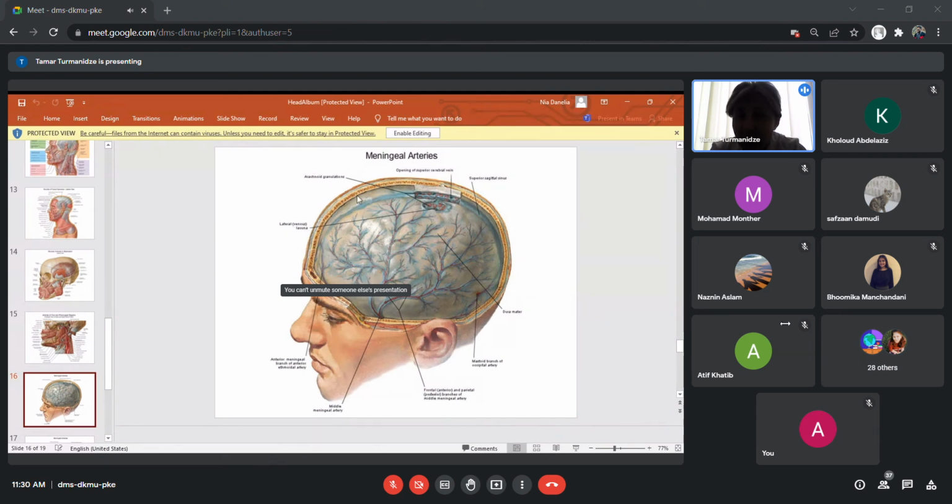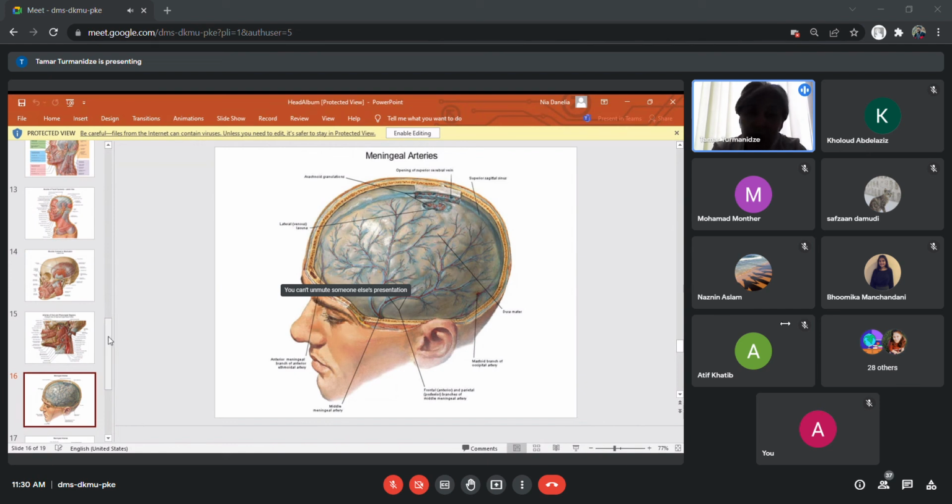These diploic veins communicate with the emissary veins of the subaponeurotic layer, and also with the venous sinuses located inside the cranial cavity. So this is the way bleeding and inflammatory processes spread from the subaponeurotic layer into the cranial cavity.